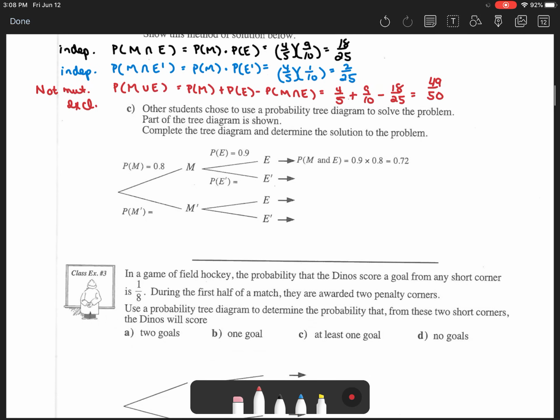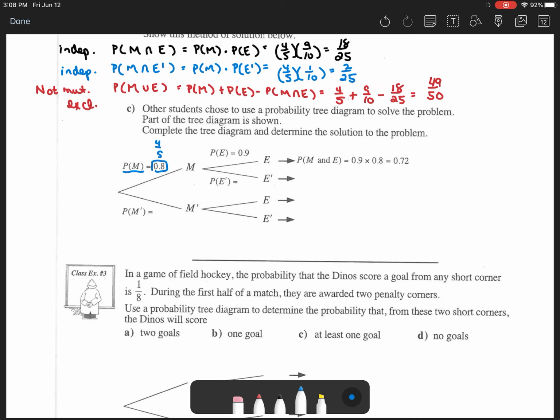Now it says other students chose to use a probability tree diagram to solve the problem. Part of the tree diagram is shown. Complete the tree diagram and determine the solution. So what happens here is the following. The first thing they have is P of M. That's the probability of passing math. That's 4/5 from up above. That's 80%. That's where this comes from. That's 4/5.